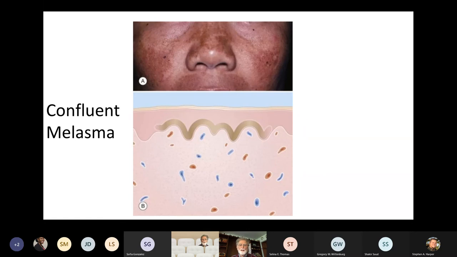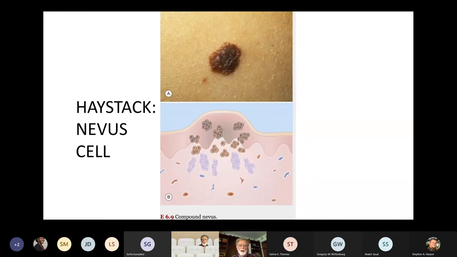And now you get confluent pigmentation. That's melasma, but it's in the same location. The pigmentation's in the same location. And then at the bottom, you maybe notice the nevus. So the nevus is something different. There's a nevus cell. This doesn't come from the melanocytes at the bottom of the epidermis. This is actually nevi cells.